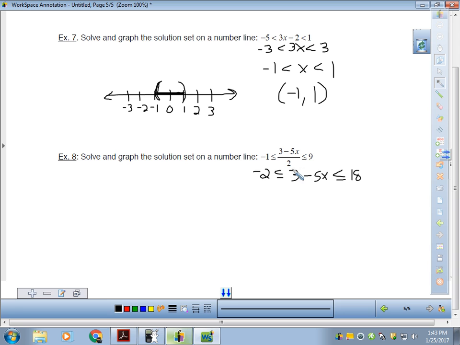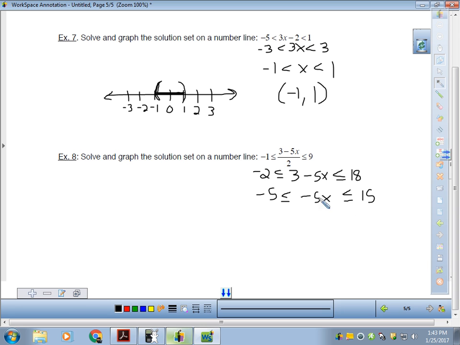Then I'd like to get rid of the 3. To do that, I would need to subtract. So I'm going to subtract 3 everywhere. Negative 2 minus 3 gives me negative 5, less than or equal to negative 5x, less than or equal to 18 minus 3 is 15.